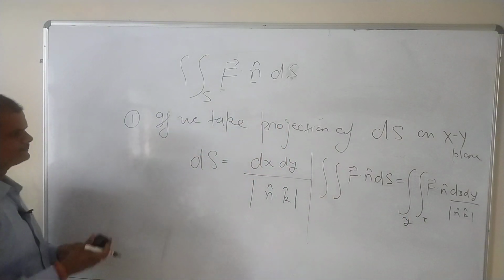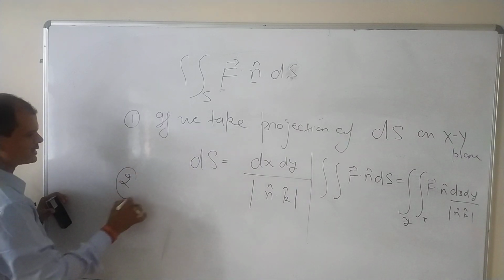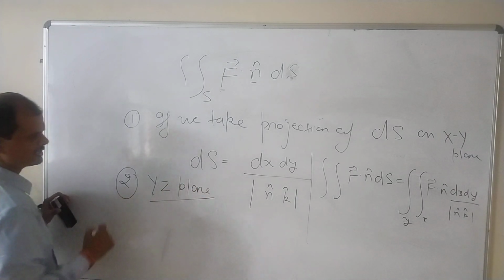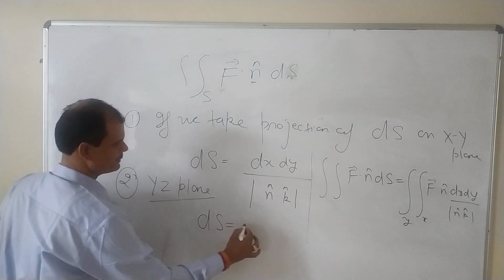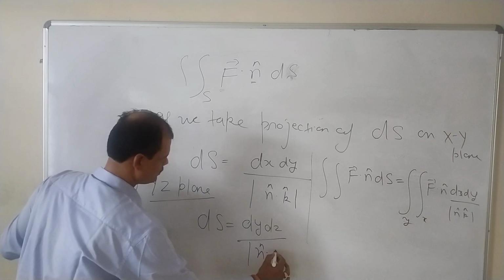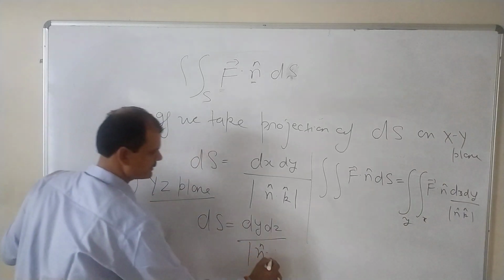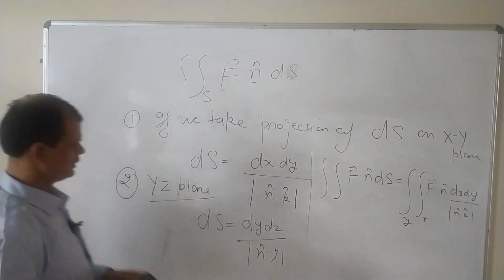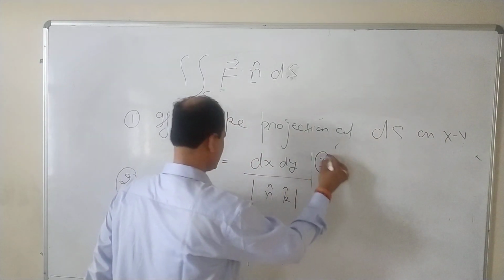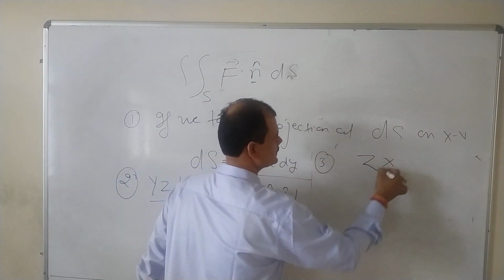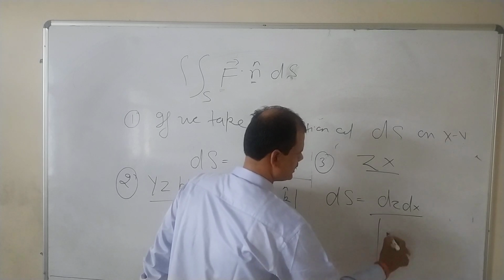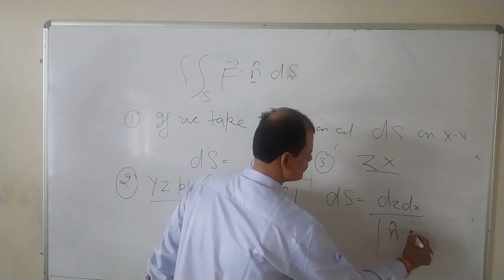Now the second one: if you take the projection along the yz plane, your dS will change to dy dz divided by the magnitude of n cap dot i cap, the unit normal of the yz plane. Now the third one: if you take the projection along the zx plane, your dS will change to dz dx divided by the magnitude of n cap dot j cap.